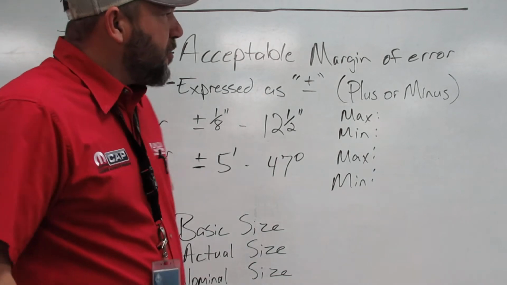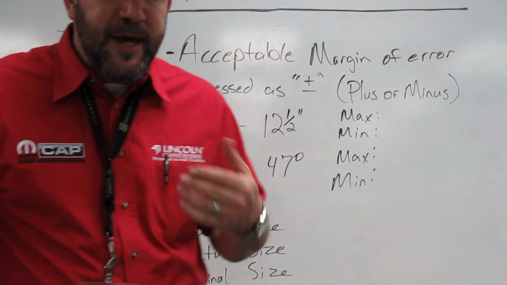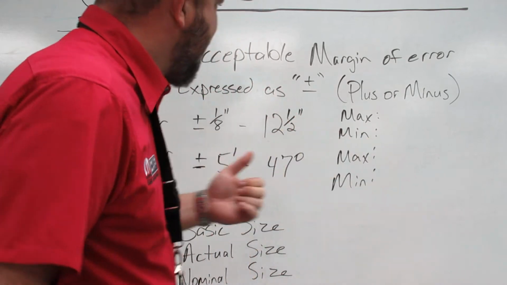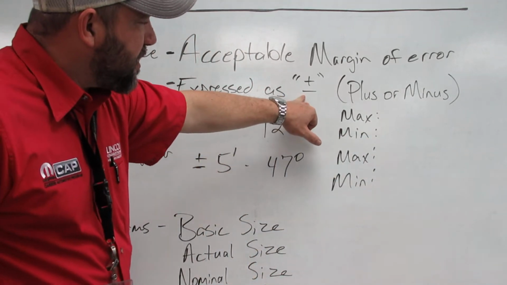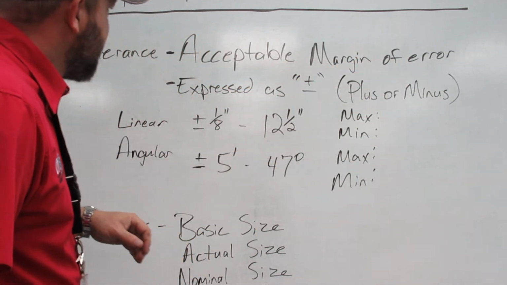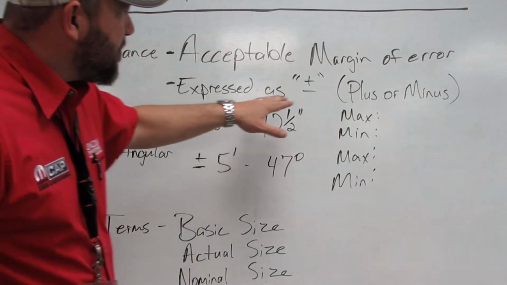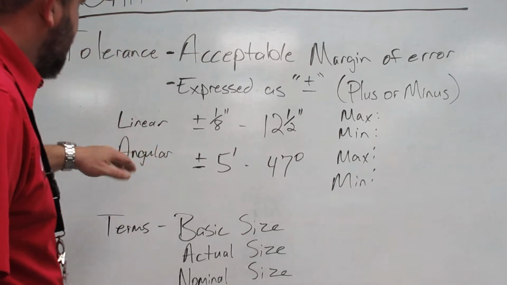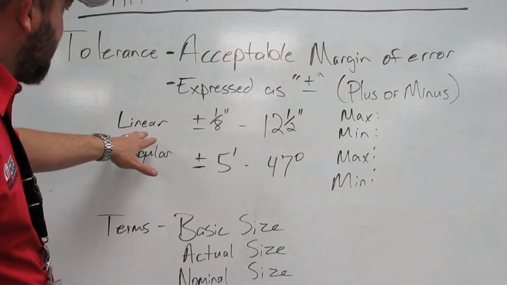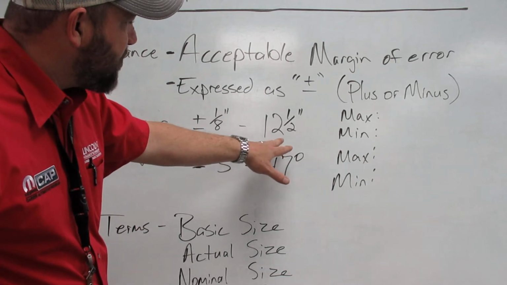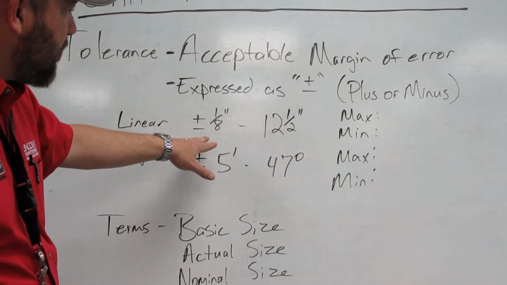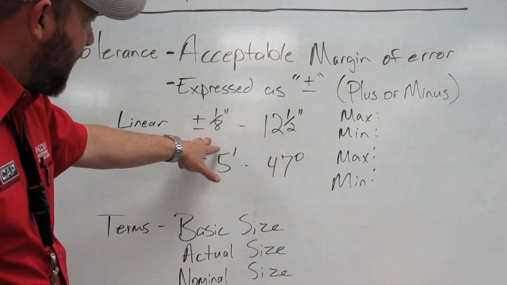And if you're off a little bit, sometimes that's okay, but that'll be indicated at the title block as a plus or minus symbol. This is what you'll see. So tolerance being the acceptable margin of error, and it's expressed as a plus or minus symbol. For linear dimensions, you'll have a fraction. And let's say your original measurement was 12.5 inches with a tolerance of 1/8 inch, plus or minus.